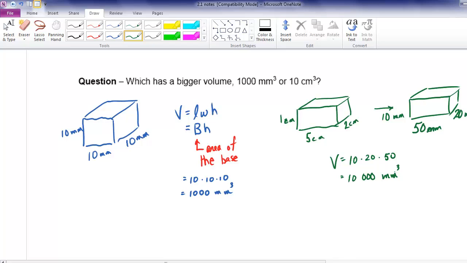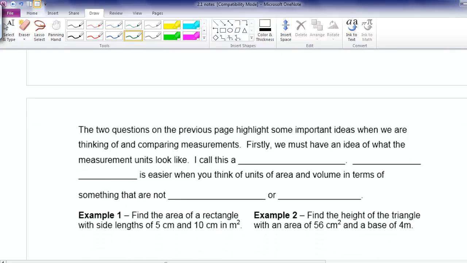So again, unit sense is really, really important. It's this idea of, well, what does 1 cubic centimeter look like? Well, that's a sugar cube. What does 1 cubic millimeter look like? Well, I don't know. That's really tiny, tiny. But at least I know it's really, really small.